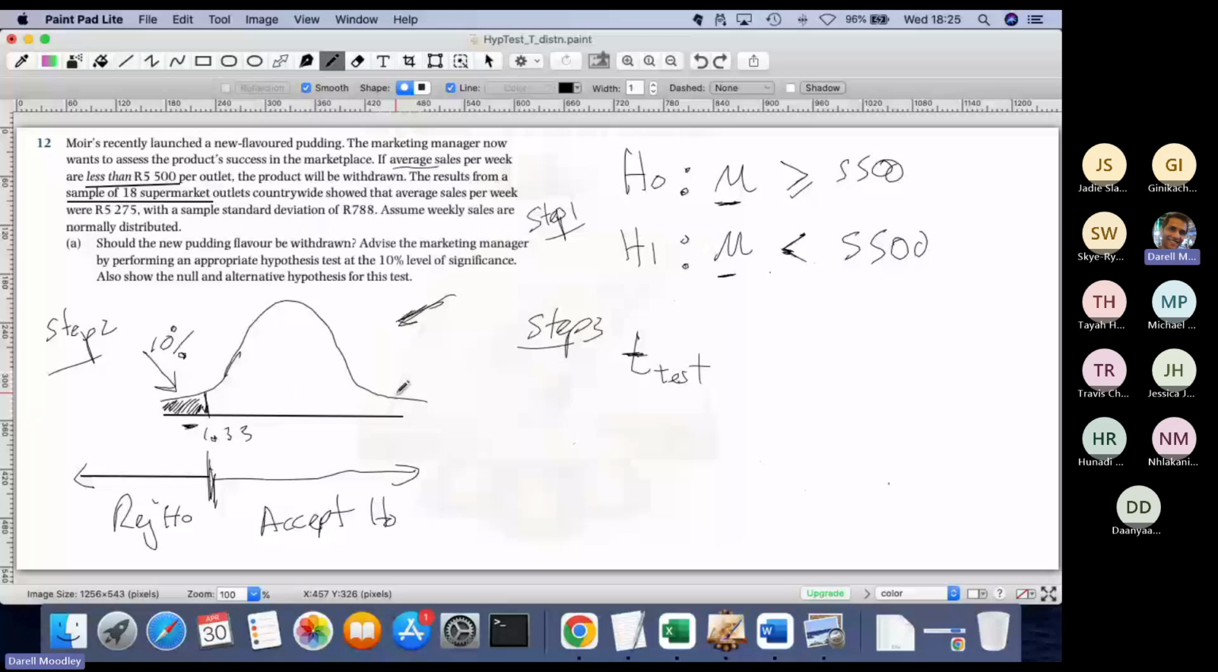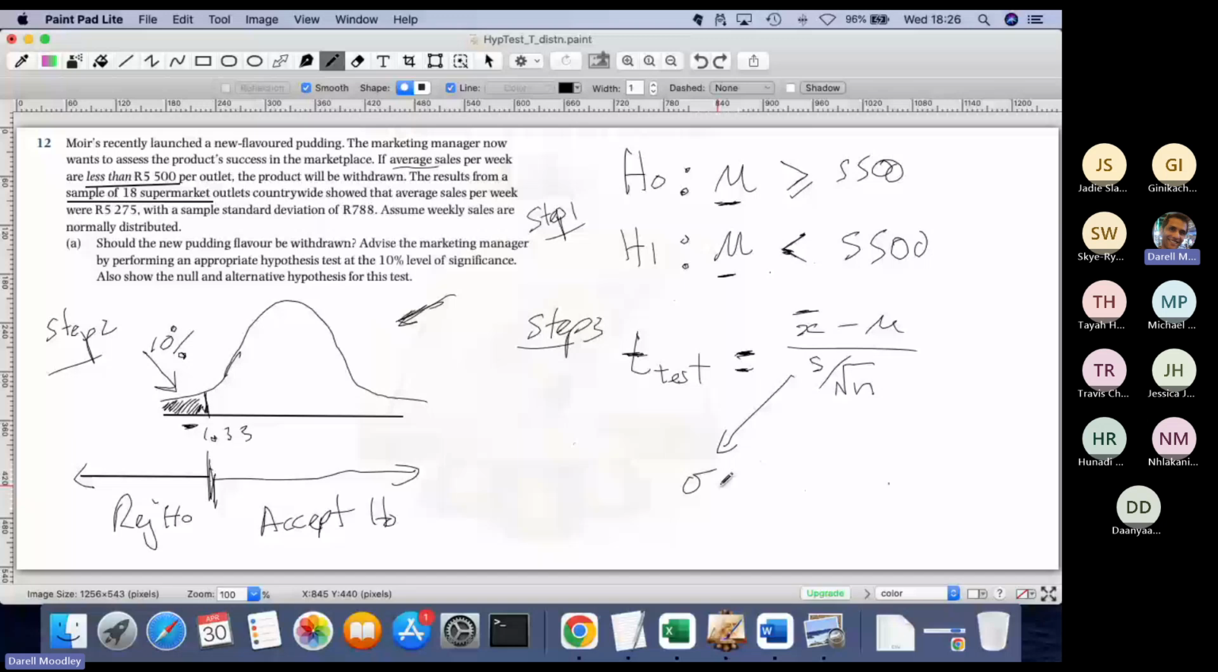The equation for this is in your formula sheet, so you don't need to memorize it. T test equals X bar minus mu naught over S over square root N. It's very similar to what we did last week. The only difference is instead of S, you had sigma last week. So it's just notation. S is the standard deviation of the sample, where sigma is the standard deviation of the population.